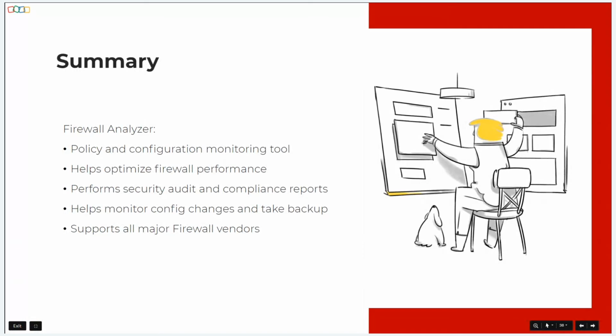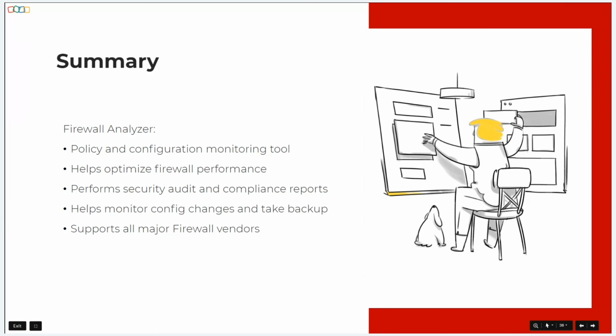Right. So to summarize, Firewall Analyzer is a policy and configuration management tool. It helps you in identifying policy anomalies, unused rules and objects, helps in performing in-depth impact analysis, and helps in pushing policy changes directly to the firewall. Thus, this plays a critical role in optimizing your firewall performance. Firewall Analyzer also provides out-of-the-box compliance reports for SANS, PCI DSS, NIST, ISO, NERC, and several other compliance mandates. It helps to monitor your configuration changes and also in taking scheduled configuration backups.